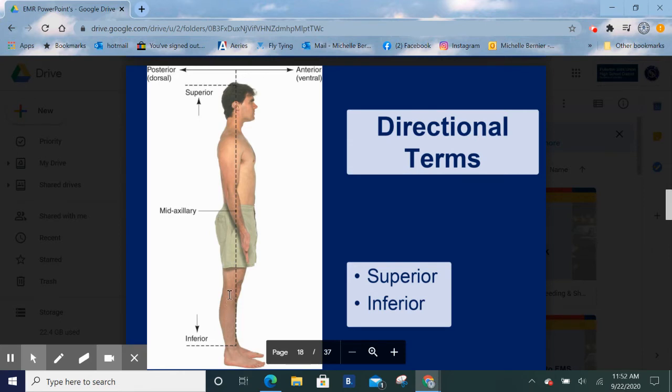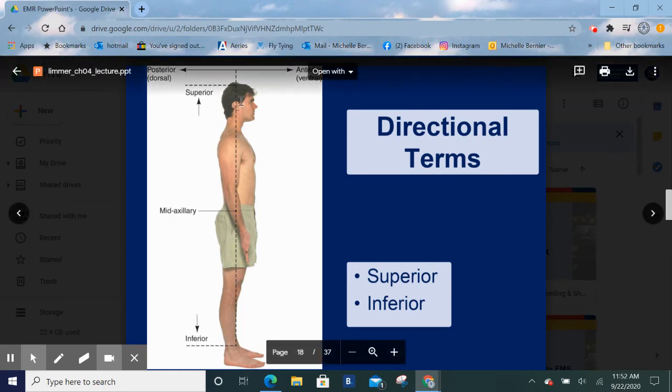Now, a simple way to remember this is your feet are inferior to your head, right? So inferior below, superior is high. It's more important, correct?